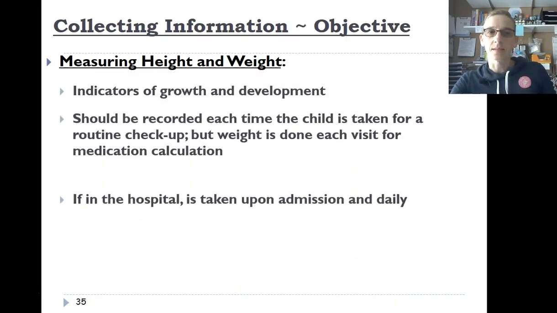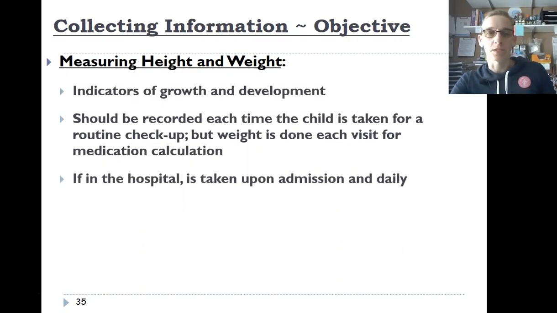Measuring the height and weight. So these are indicators of growth and development. That's why we measure this. If they're consistently in the 10th percentile, but they're growing, fine. If they're in the 50th percentile and then they drop to the 10th, we may have some problems.